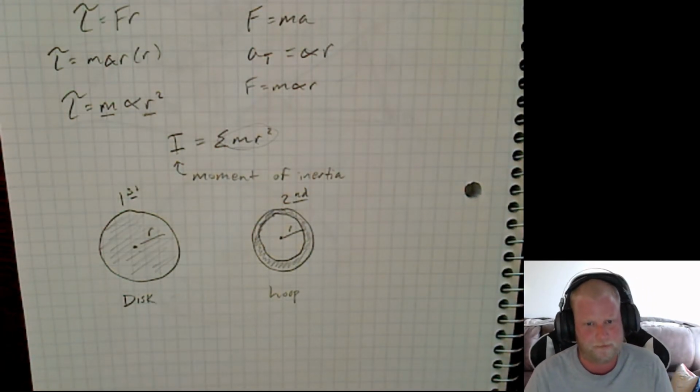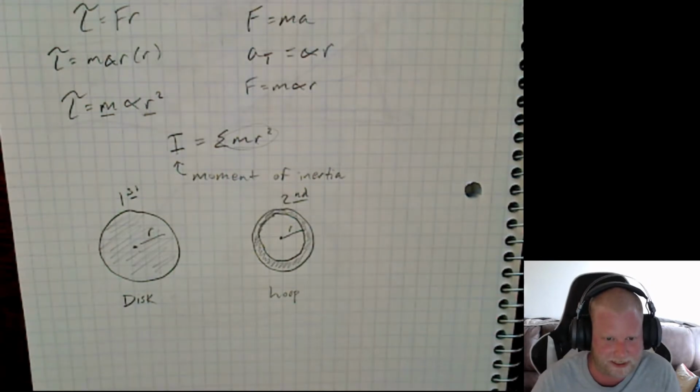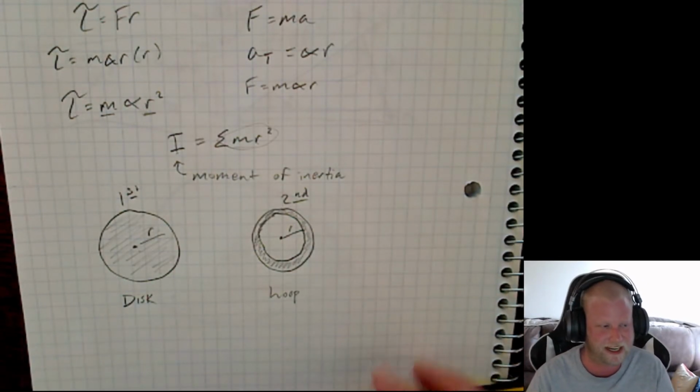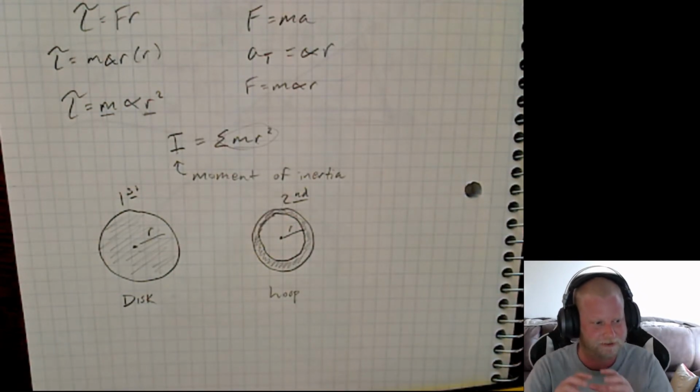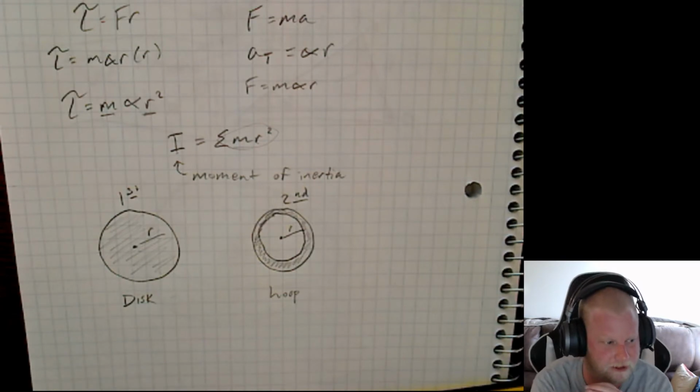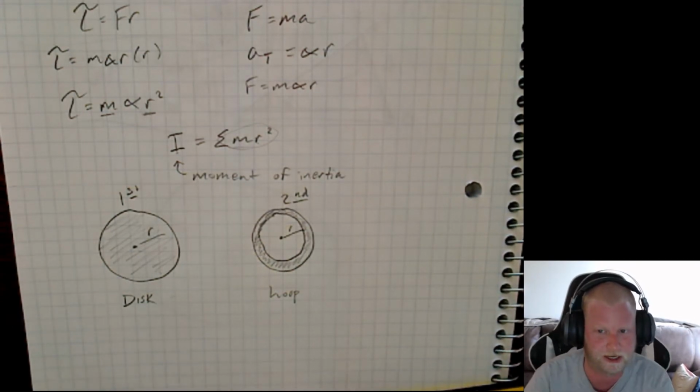And again, conceptually speaking, the key thing to understand is that the moment of inertia is tied to that distribution of mass, right? The further away the mass is distributed from that axis of rotation, the greater the amount of moment of inertia, which means the greater resistance to rotation.